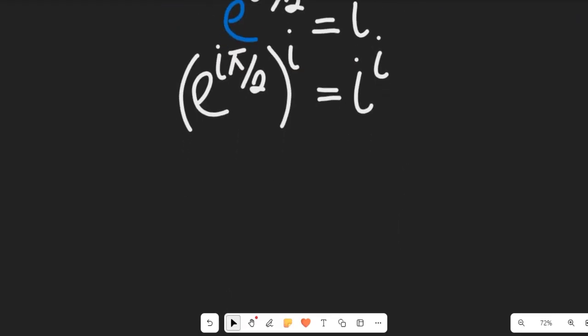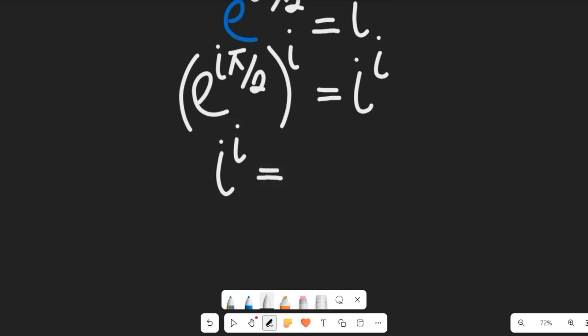I think yes. So if I simplify this, I'll have i to the power of i simply be equal to the exponent of i squared multiplying pi divided by 2, right? And that is the value of i to the power of i.